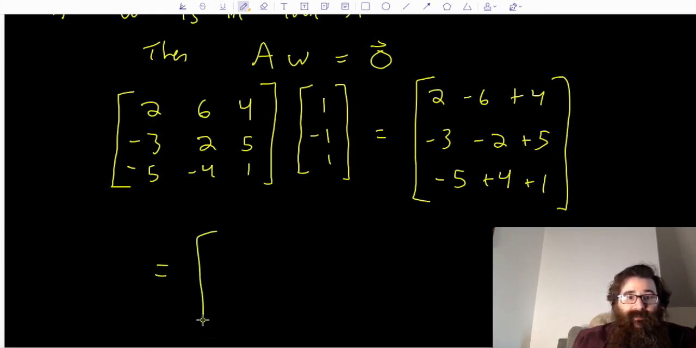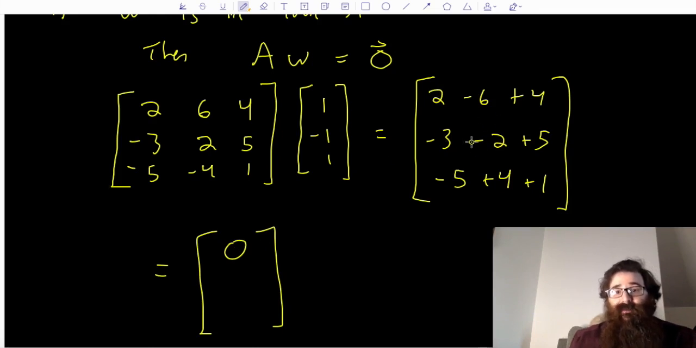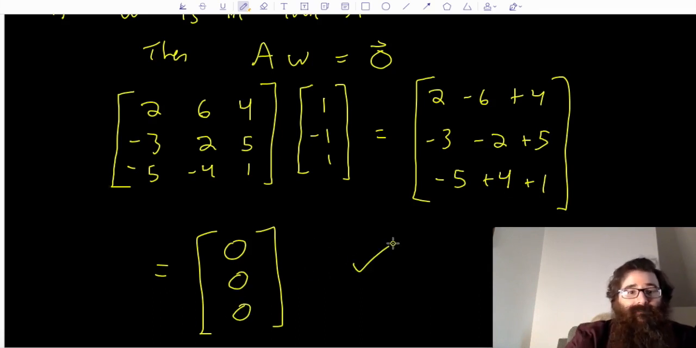Let's go ahead and see what this gives us. Hopefully we got a good idea. 2 and 4 give me 6, -6 gives me 0. -3 and -2 give me -5, plus 5 gives me 0. 4 and 1 give me 5, -5 gives me 0. So I get the 0 vector out.